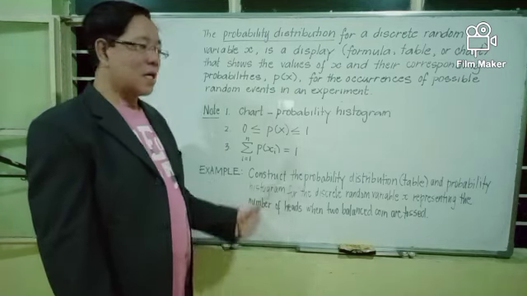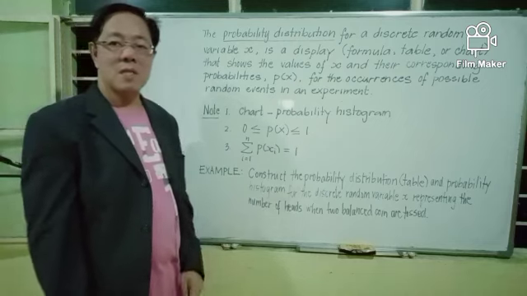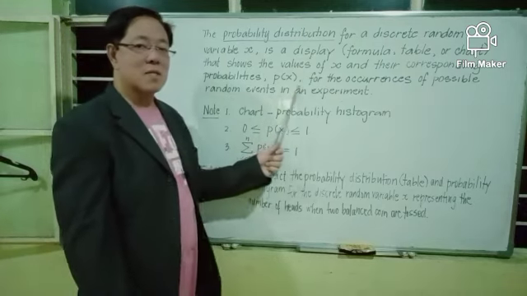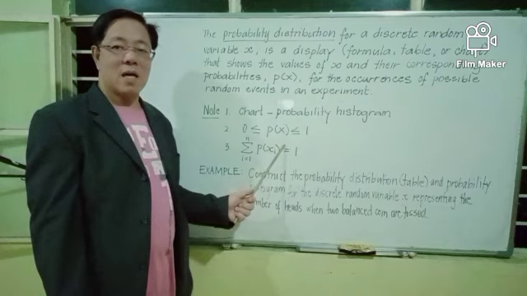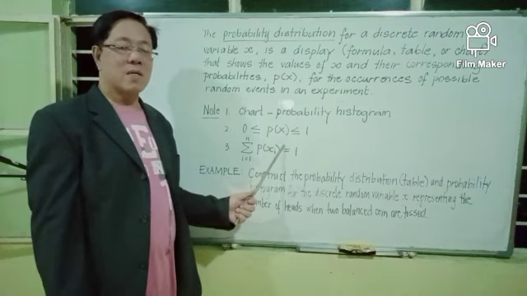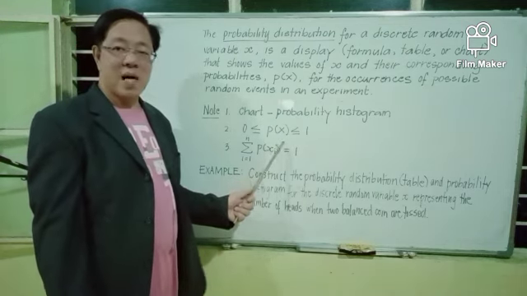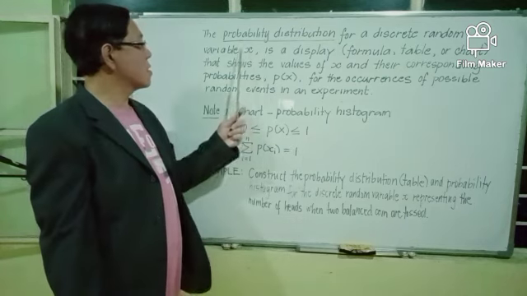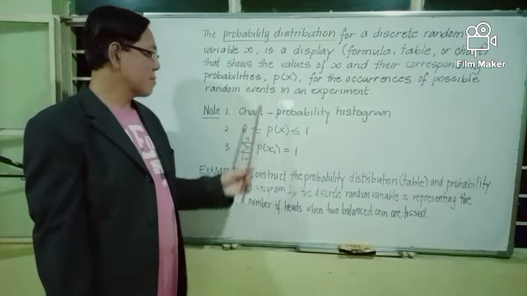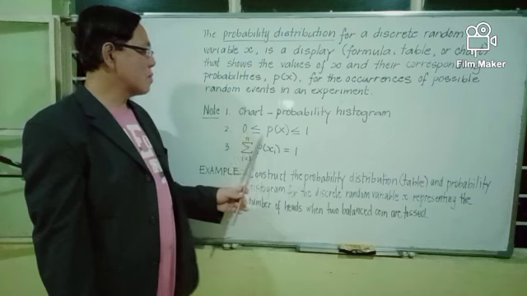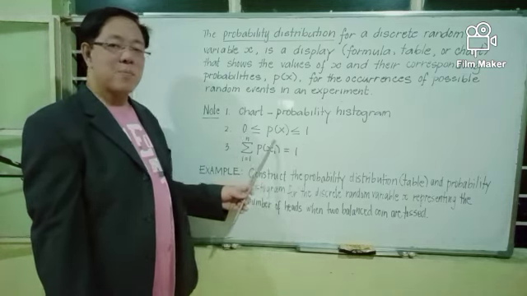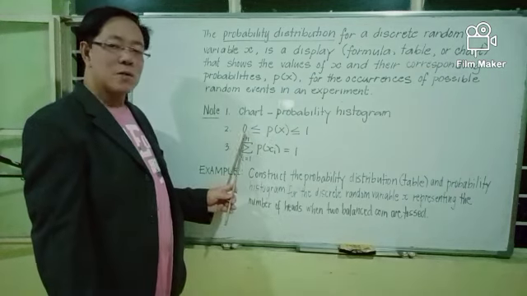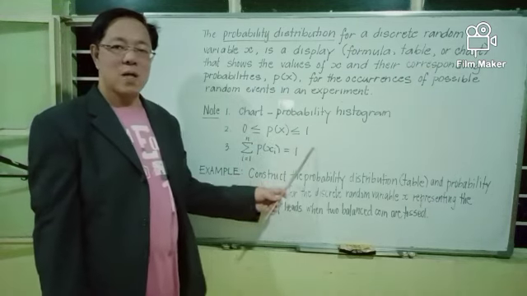And you must take note of the following properties of these probabilities. The probabilities of the events in an experiment to generate the values of the discrete random variable x range from 0 to 1. Or probability p of x is greater than or equal to 0 and less than or equal to 1.